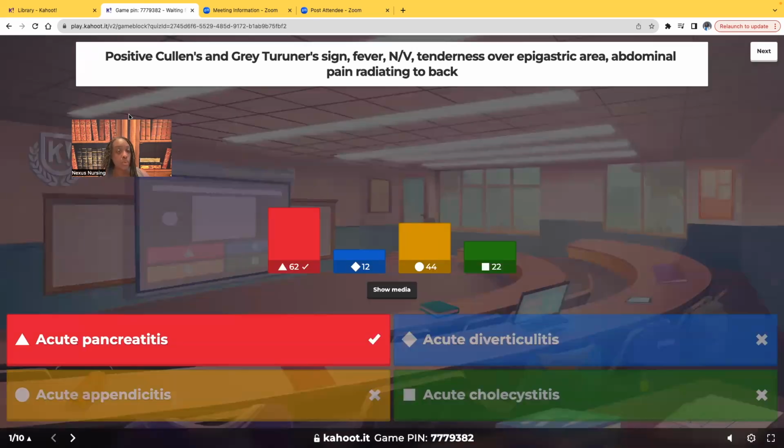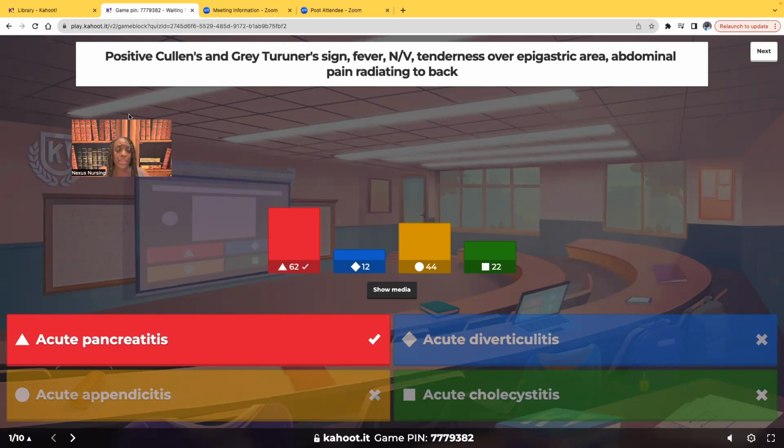Very good, acute pancreatitis. So let's talk about this. We know the pancreas is important for so many things. It's an important organ. You know, the beta cells in the islets of Langerhans in the pancreas, that's what produces the insulin. The pancreas is responsible for releasing those enzymes to break down food. So the pancreas is very important.